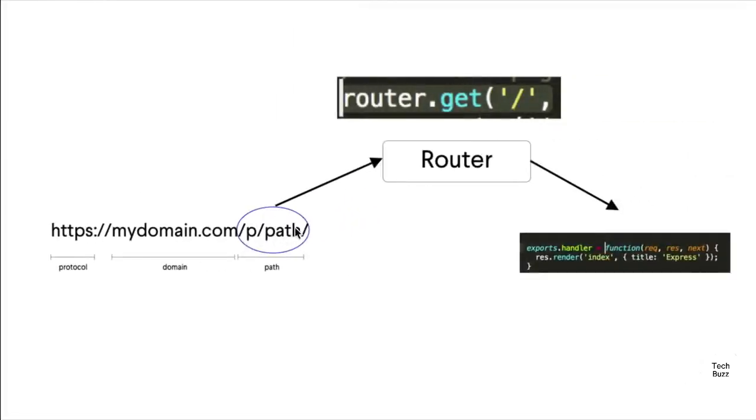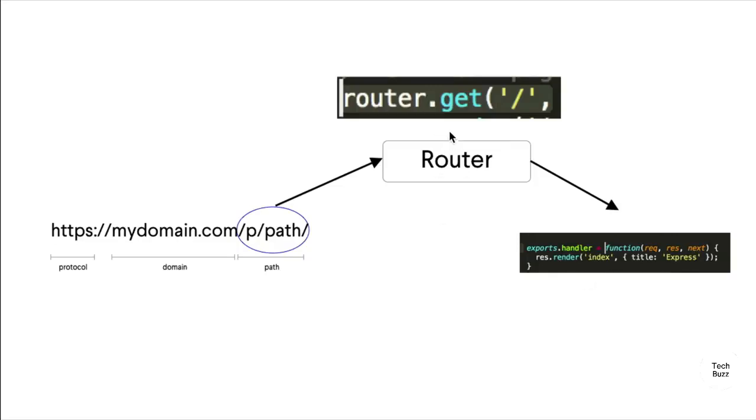To look at it more closely, if this is our URL, the first section defines the protocol being used, and the second one is the domain. And then finally, after the slash here, we have a path component. So a router object will look at this path and see if it is a match for the path that it has in its own definition. Finally, the router will call the handler that's associated with it.